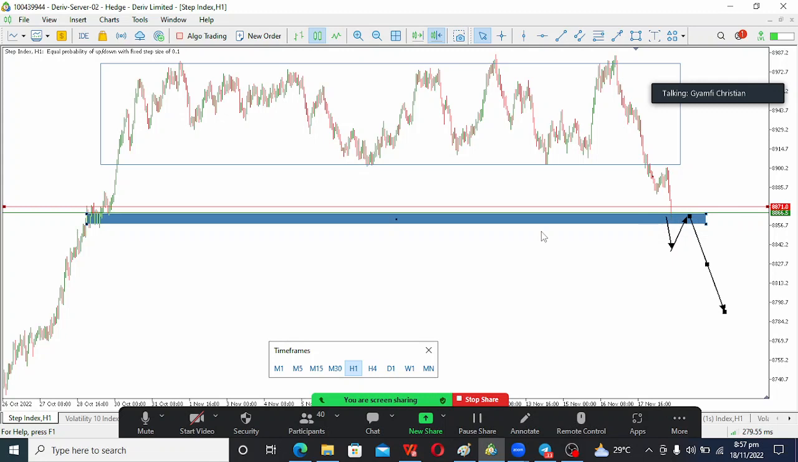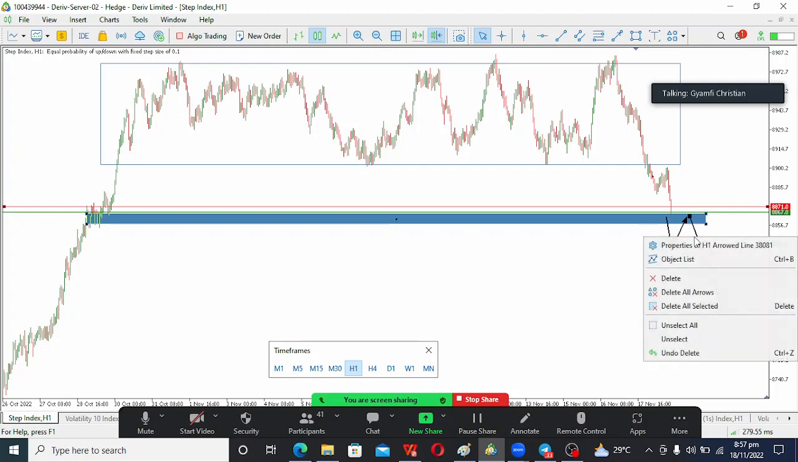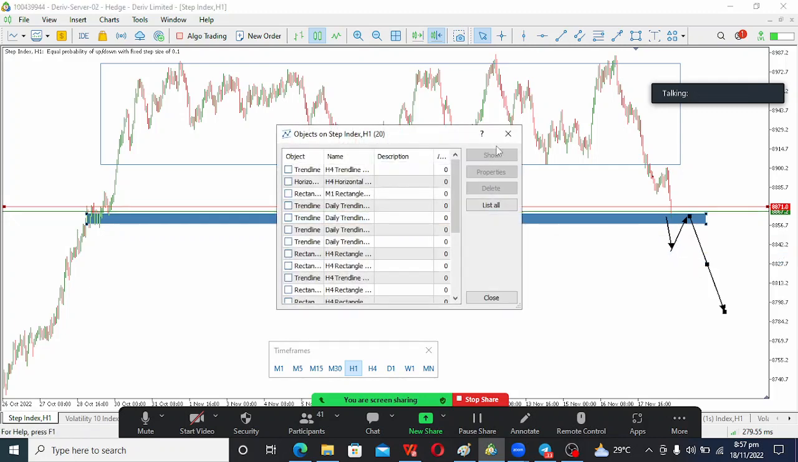I wanted to say something before. I was saying that if you are supposed to pick maybe a buy, right? If you are supposed to pick, let me delete these ones, then I'll bring them back later.